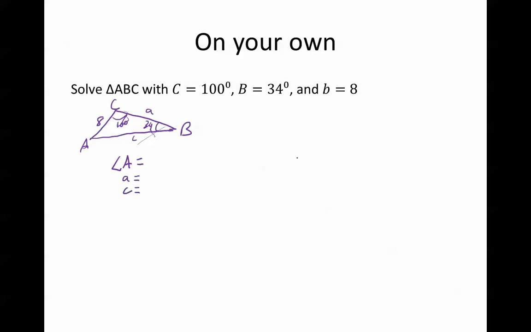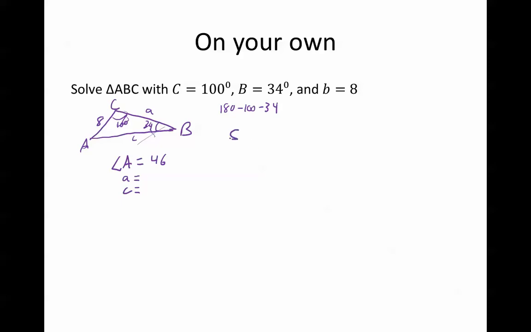All right. So we have two angles inside the triangle. That makes it easy. Angle A is just 180 minus 100 minus 34. And so that's going to subtract down to, let's see here, 180 minus 100 is 80, minus 34 looks like 46. Okay. And now let's go ahead and find side A, which we're going to do with law of sines.